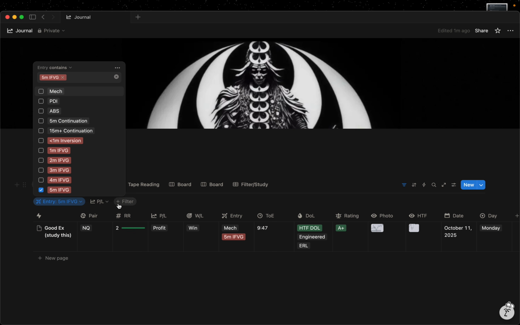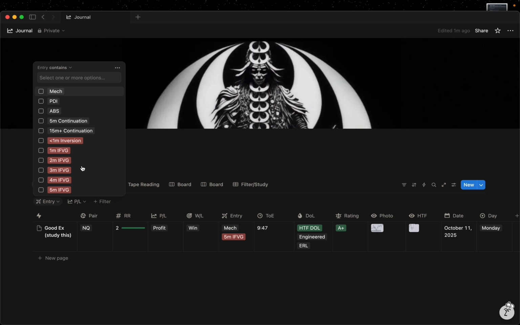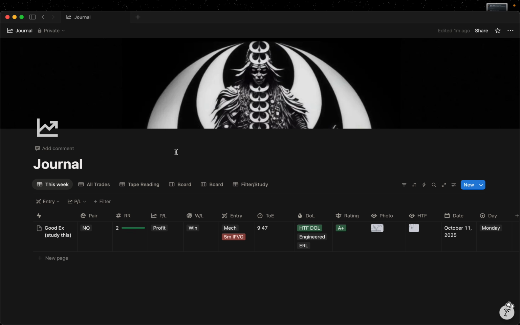And then I can pick my 5 minute gap, and then guess what? It shows up. If I want to check a 3 minute, obviously I don't have a 3 minute, but then you can actually go through your examples, see where you excel, see where you're struggling, and then tune your trading to that. How you actually adapt and improve, that is what effective journaling is.